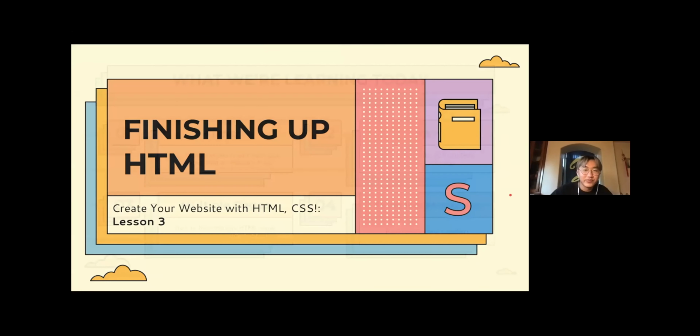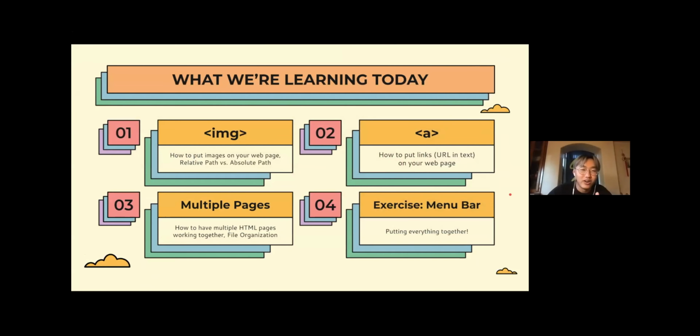So let's get started. What we're learning today, as a little bit of preview: first we're learning the image tag, how to put images on our web page, and what relative versus absolute paths mean. Then we have the A tag, which is learning how to put links on your web page. Next we have making multiple pages, so you're gonna actually get a chance to make your website multi-page instead of just having one landing page. So how to have multiple HTML pages working together, and file organization. And lastly, we're gonna do a little exercise for a menu bar, a little demo putting together everything we learned today.